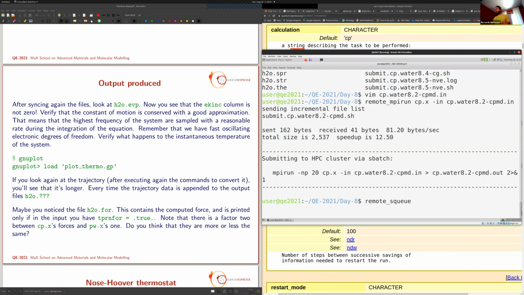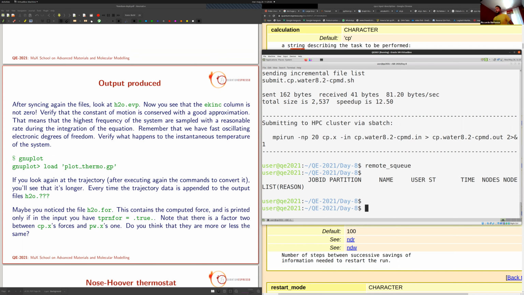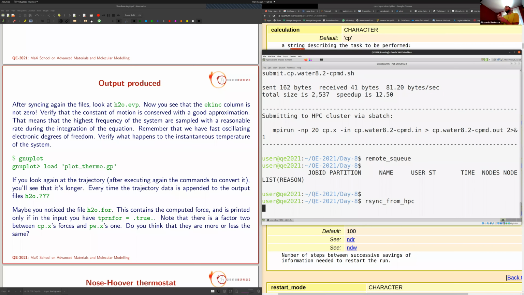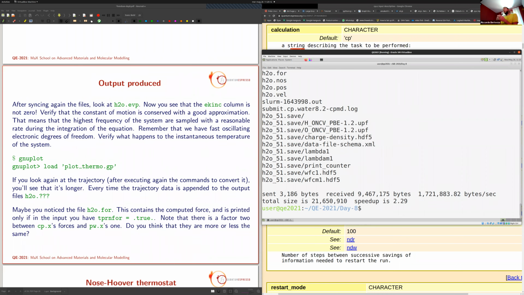Now we will see in detail all the output, and why some energies change and some other energies do not change. Okay, it worked. Sync from APC. You see there is a new folder of the new restart directory, and the trajectory is updated.